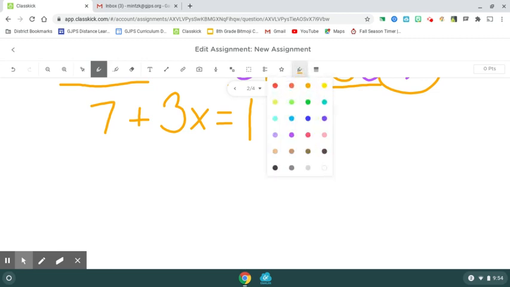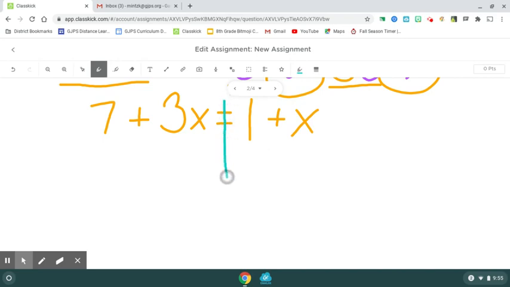I will solve in teal. And you guys are very familiar with solving. Draw my line down my equal sign. First step, I'm going to get all of my x's on one side and all of my numbers on one side. First up, I'm going to do my numbers. So I'm going to subtract 1 from each side. If I do that, I end up with 6 plus 3x equals, and then 1 minus 1 equals 0, and I just end up with x on the right.